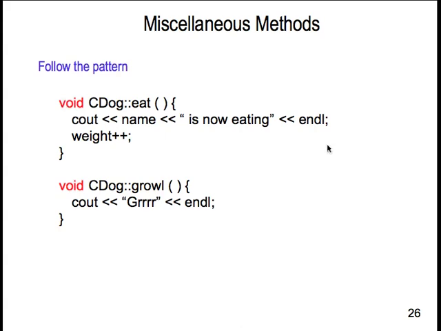And then what are these going to do? Well, eat is going to print out that the dog's name is eating now, and then we're going to increase the weight because he's eating, right? So he gets a pound every time or something. And then CDog growl is just going to print out growl, let's say, to the screen.